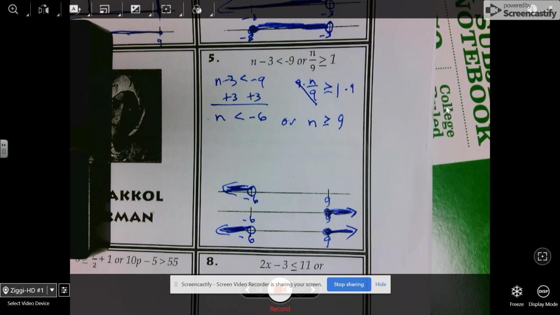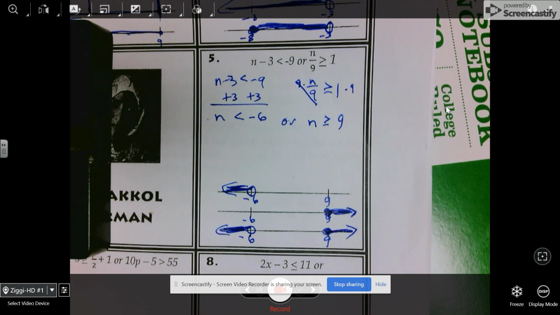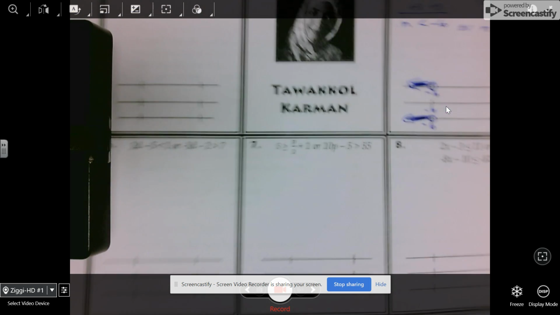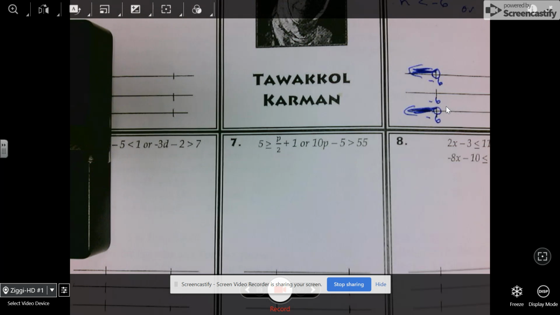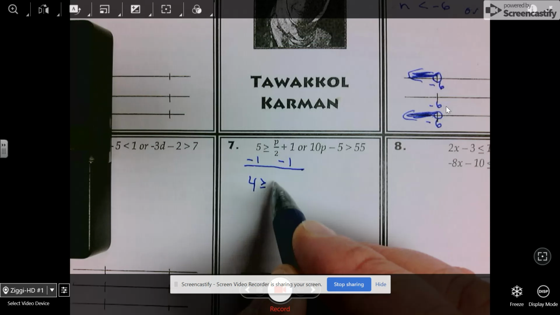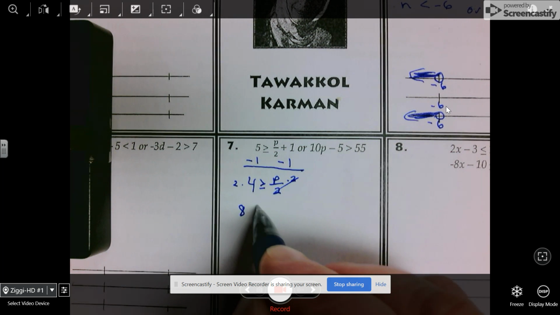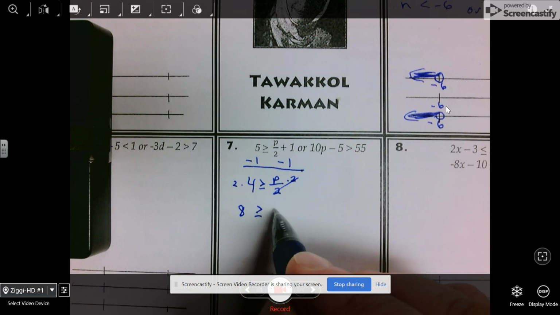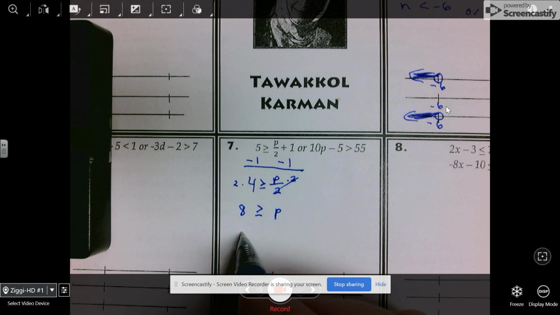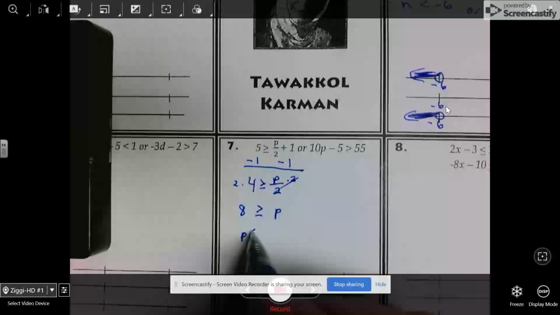Do one more fraction one here with an OR. Subtract 1. So I'm going to subtract 1. I need to multiply by 2. That's not 2p. I multiply by 2 and the 2's cancel out. So p is less than or equal to 8. Over here, add 5. Divide by 10. So p is greater than 5.